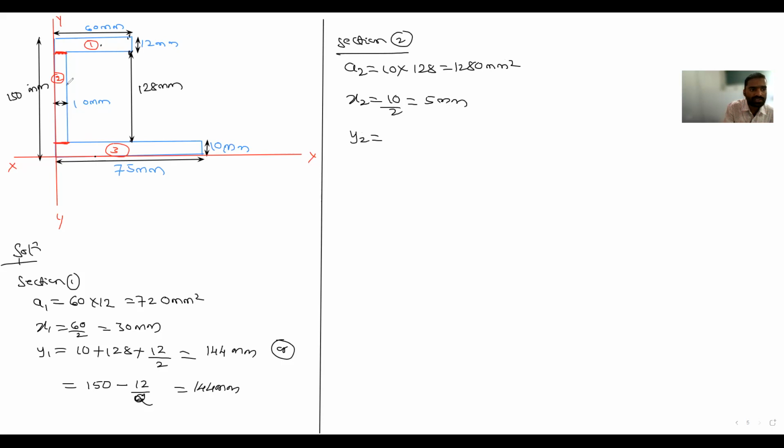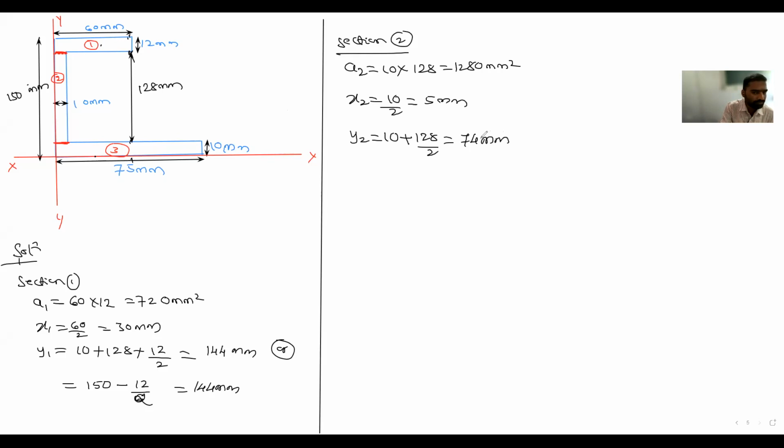Then the y direction, y2. The CG of this one is 128 by 2, but I want it from the reference axis. Reference axis means this axis. So here to here, how much is it? 10 plus 128 divided by 2. That is equal to how much you will get? 64. So 74.